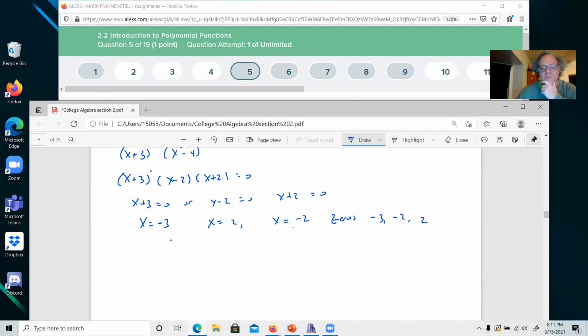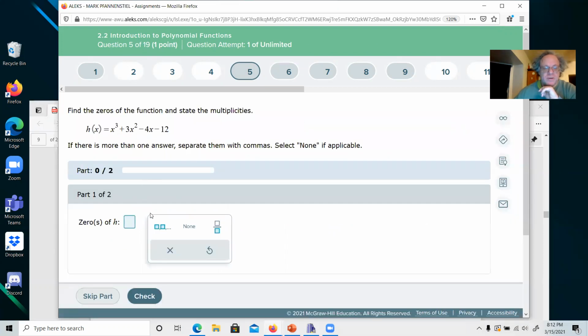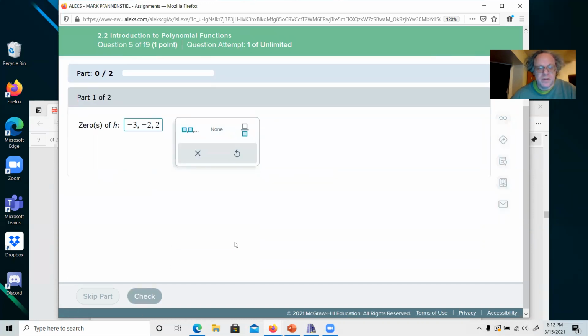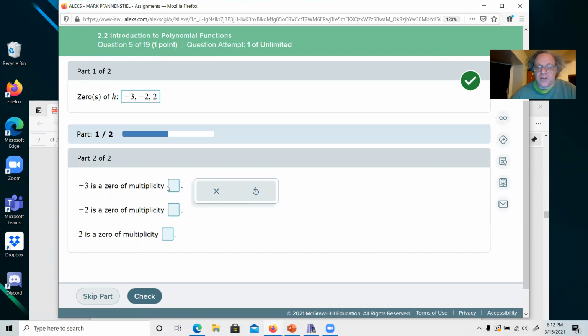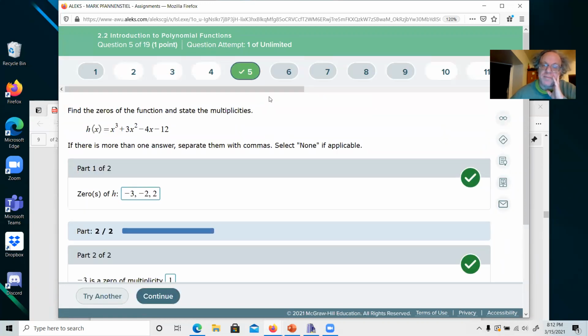What are their multiplicities? Well, technically, each of those is raised to the first power. So the multiplicity is 1, 1, and 1. They're all multiplicity 1. So let's go ahead and type that in. Zeros of h: -3, -2, 2. I'm hoping they didn't say anything about ordered pairs here, so I think they just want this. We'll find out. And then they're going to ask us what the multiplicities are. In this case, it's 1, 1, and 1. Not so bad, right? It's a nice first problem to warm us up.